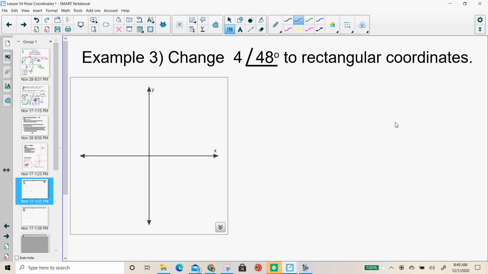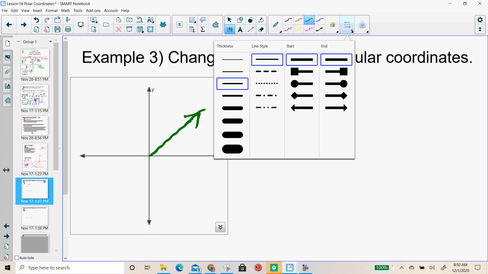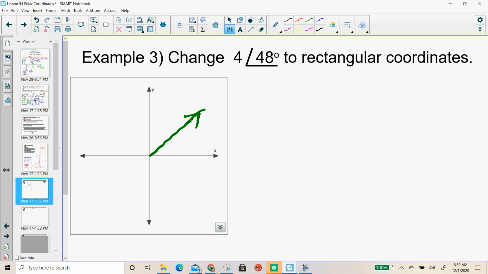So 4 at 48 degrees. First thing, you must always have a sketch. If you do not have a picture, the whole problem's wrong. I need to draw 48 degrees. Well, that's pretty darn close to 45, so it's more or less halfway through this first quadrant. That has to work there. So I can then label that this is 48 degrees.